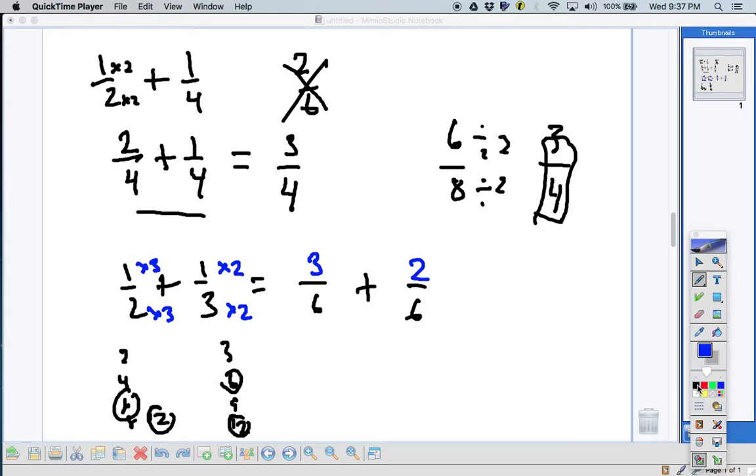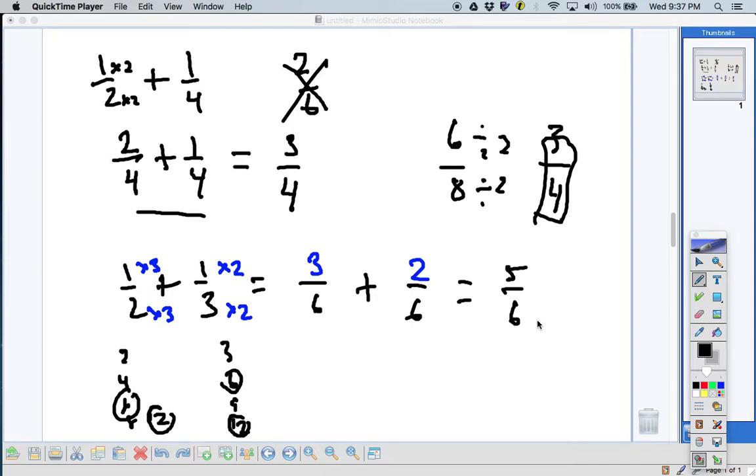Now, if we look back over here, we have common denominators, so we can go ahead and add. You add the numerators, so 3 plus 2 is 5, and the bottom stays 6. So 1/2 plus 1/3 is equal to 5/6. And again, we're going to check to see if it's reducible, and there is nothing in common that we can reduce it by. So 5/6 is the answer.